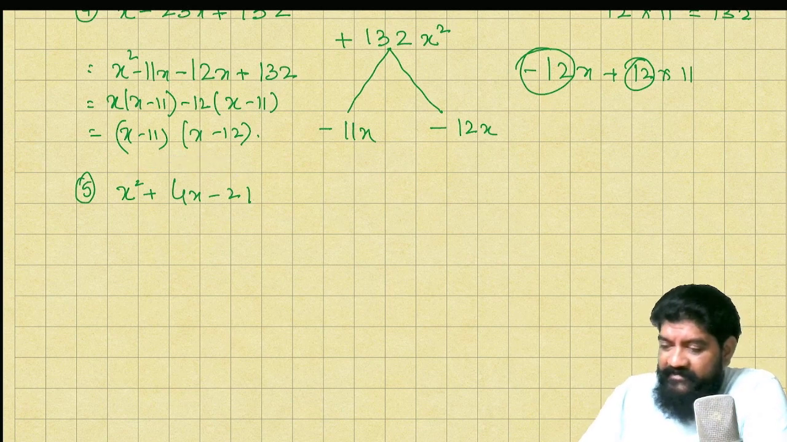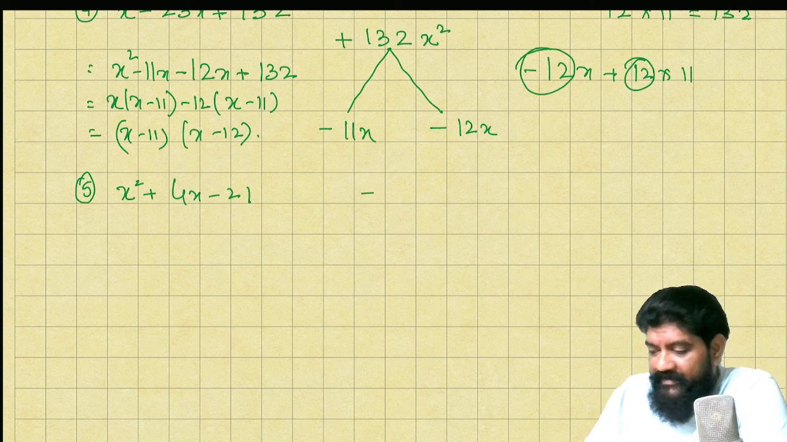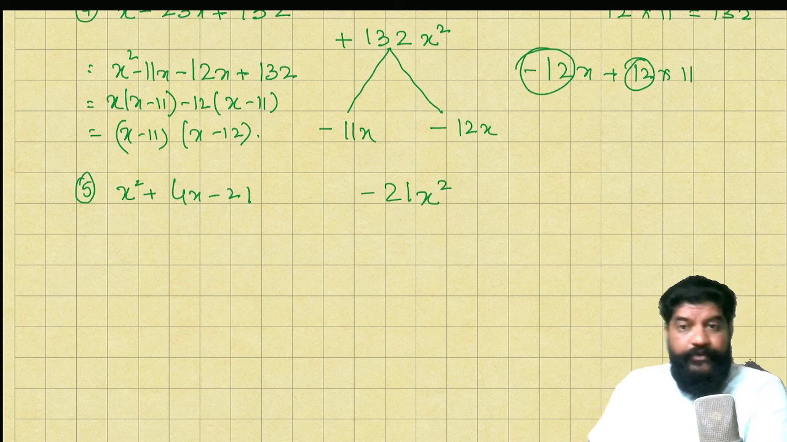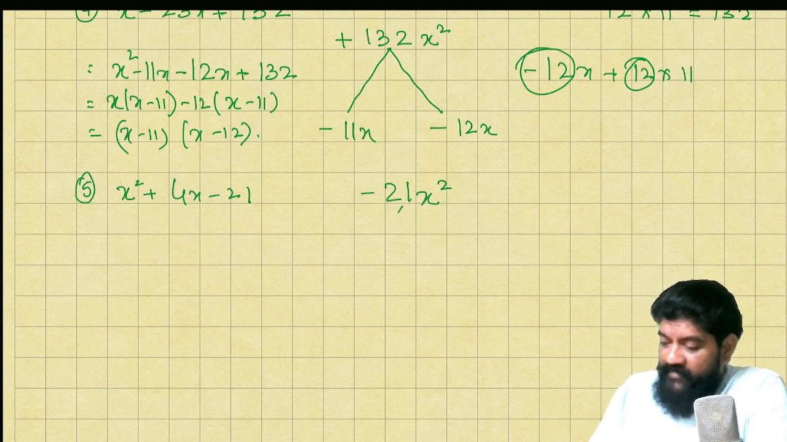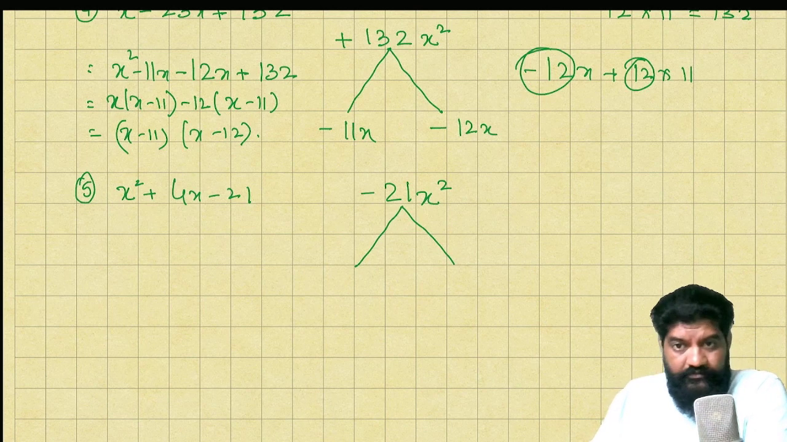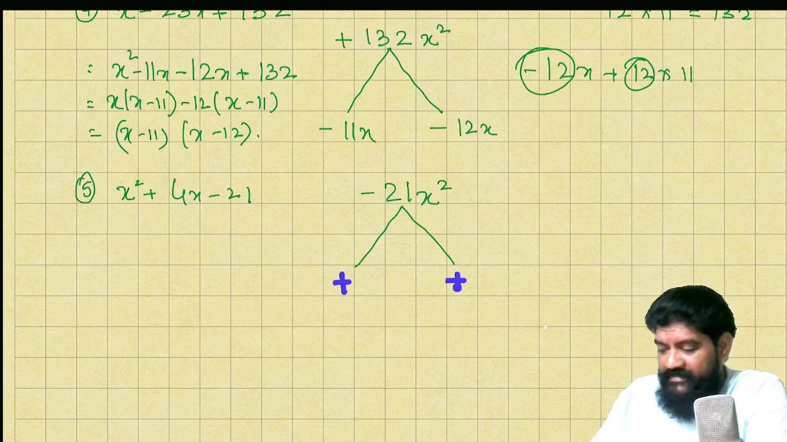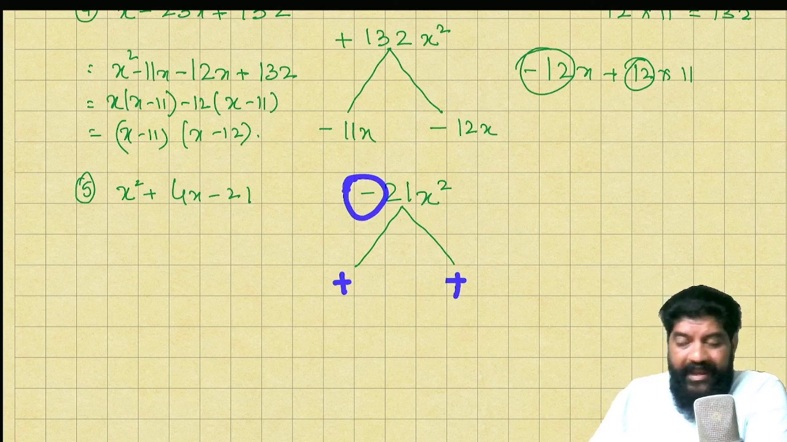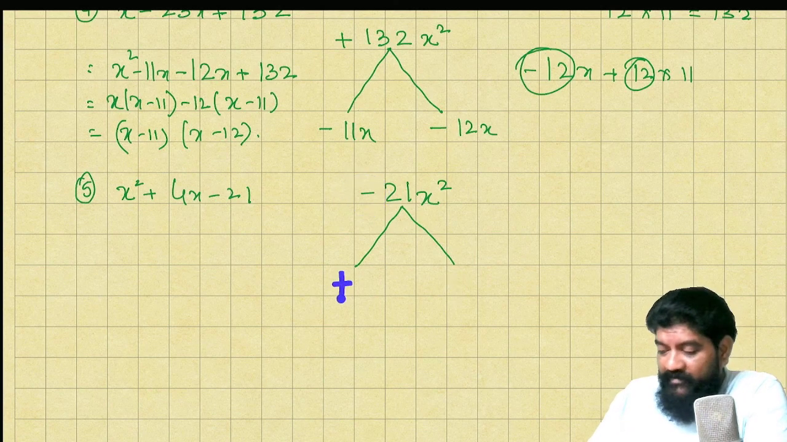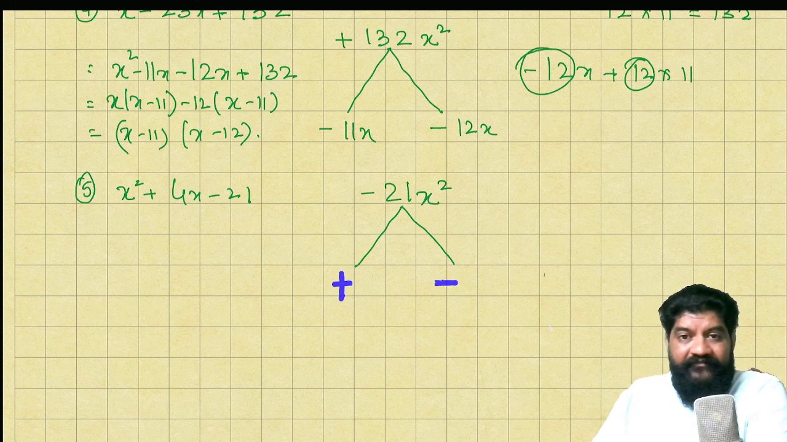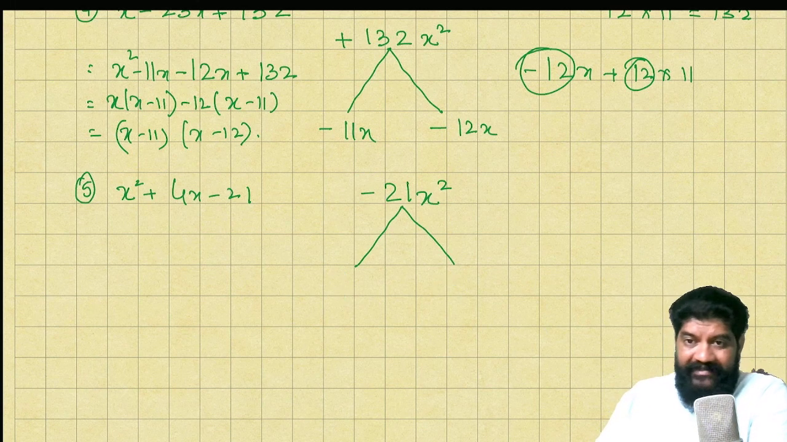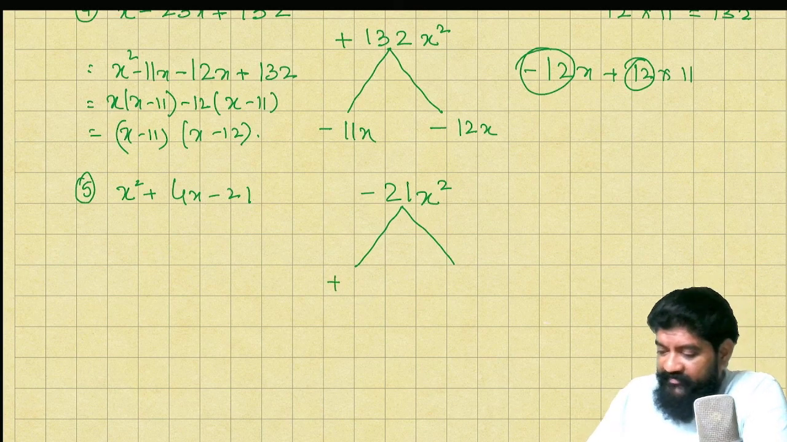You take the first term and the last term, multiply and write it. So you're going to get a minus 21x squared. Now you take the factors of minus 21x squared. This time you decide the sign. I can't choose both of them to be positive because the multiplication of this is going to be positive, whereas I need a negative. Therefore, one number will be positive and one number will be negative. That's the first thing you need to do: decide on the sign. So I'm going to take a positive here, and then a negative.